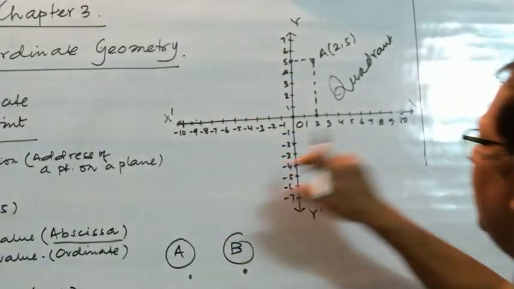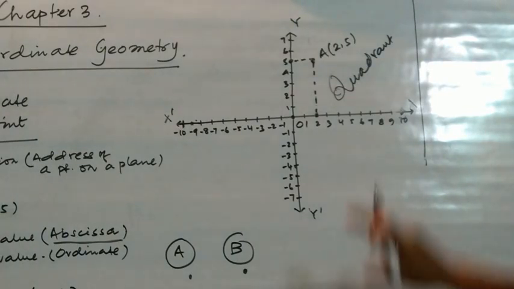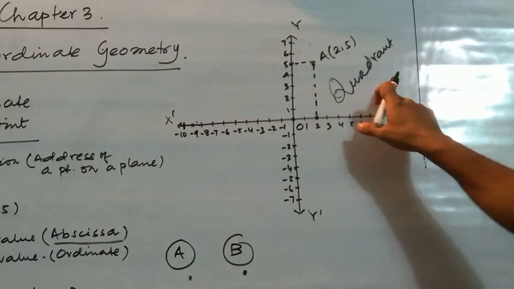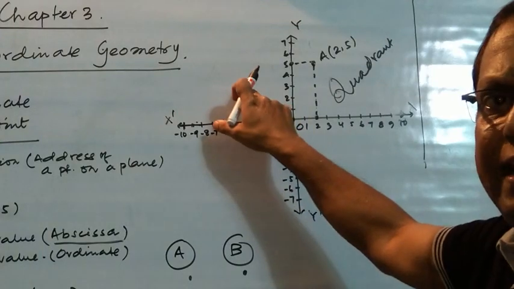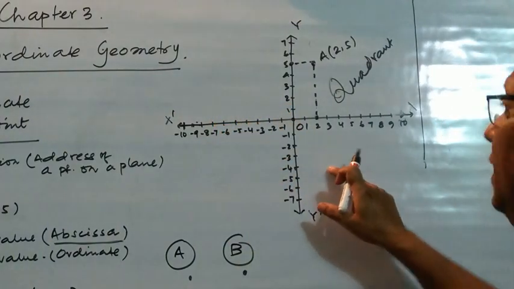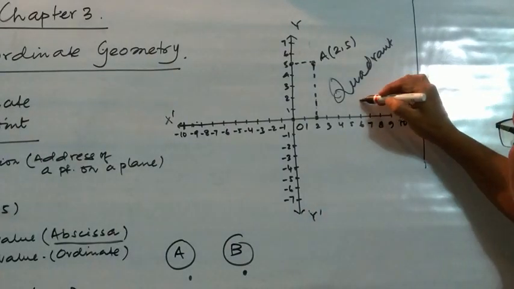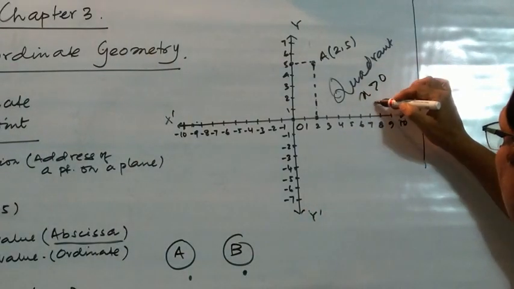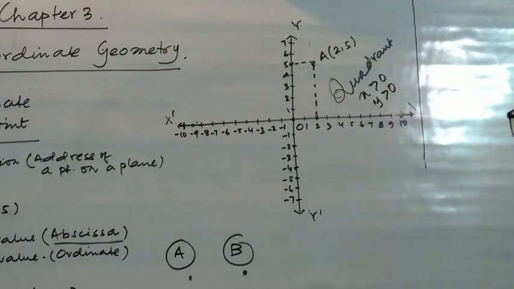So how many quadrants are there? There are 4 quadrants. Remember, this is known as the first quadrant, this is the second quadrant, this is the third quadrant, this is the fourth quadrant. In the first quadrant, remember, x positive, y positive. X and y both are positive in the first quadrant.